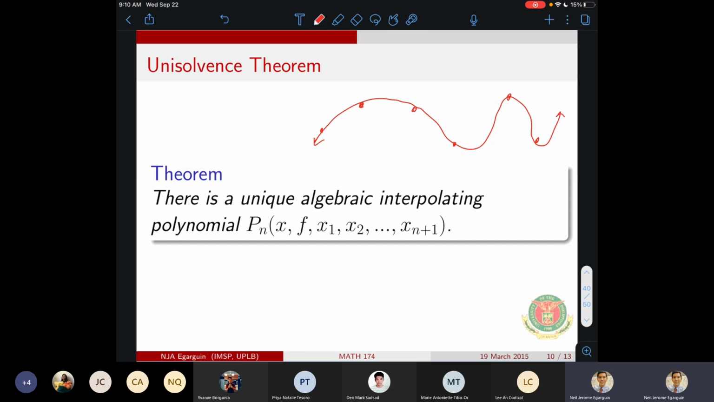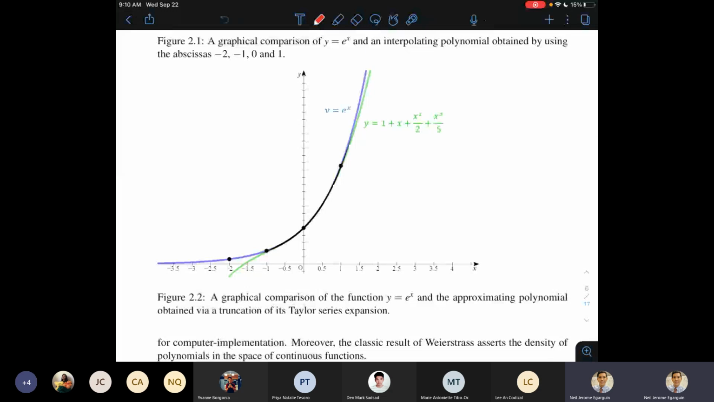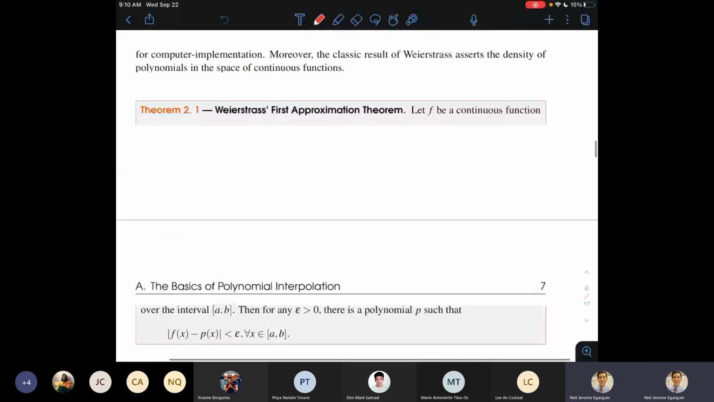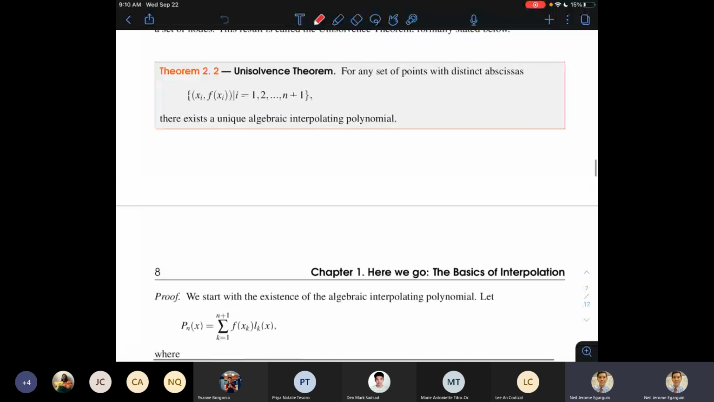And of course, since we do have a very huge claim here, medyo heavy yung claim ng Unisolvance Theorem, then let's try to prove the Unisolvance Theorem. Okay. So, and then in your module, I do have the actual proof there. I don't know if you already read this, pero hold on.